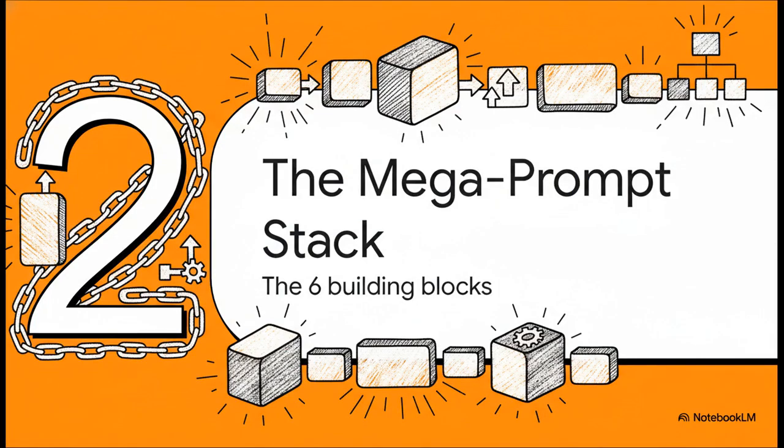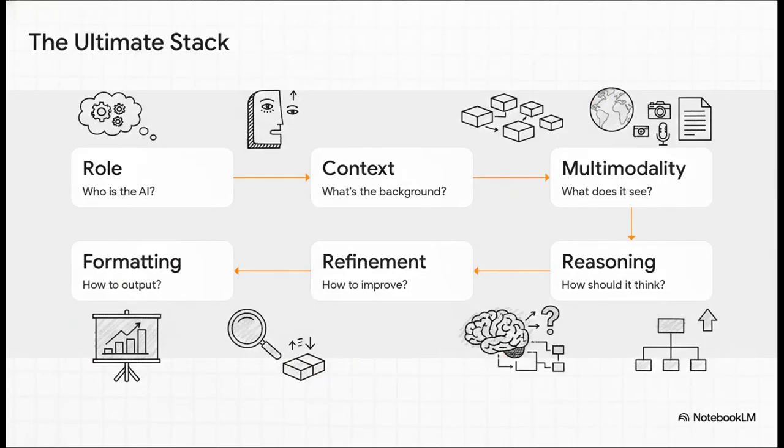So how do we build this chain? Well, it all starts with understanding the fundamental building blocks. We call this the mega prompt stack. Now, what's really cool about this is how it turns any huge task into 6 simple questions. Who do you want the AI to be? What's the background story? What are you showing it? How do you want it to think? How can it make its own work better? And finally, how do you want the answer delivered? You master these 6 blocks and you can build literally anything.